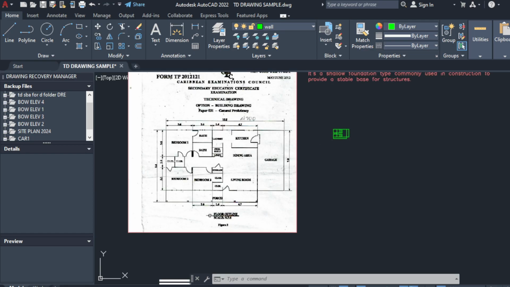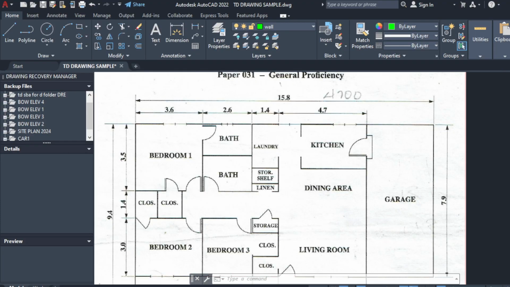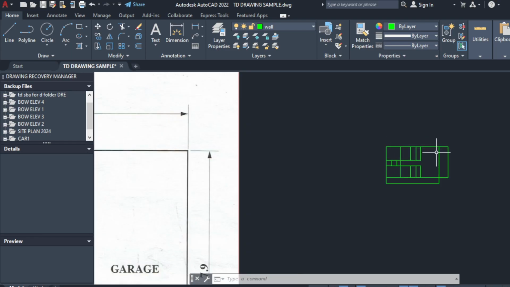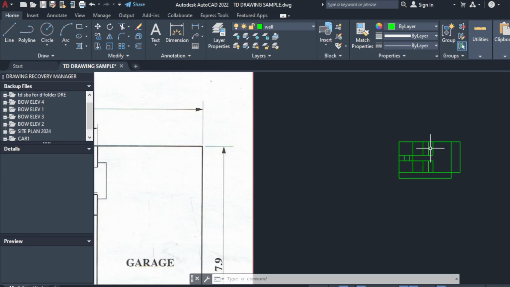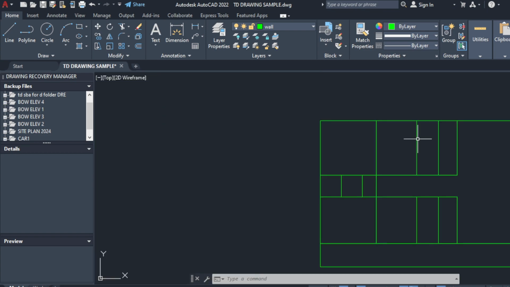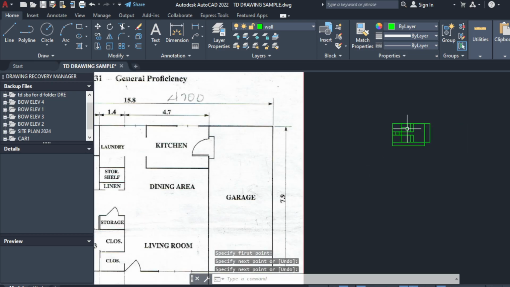All right, spaces, and I'm going to do similar to get my bathroom spaces. I want to find the midpoint, which is here, to get my bathroom spaces. All right, which is here.